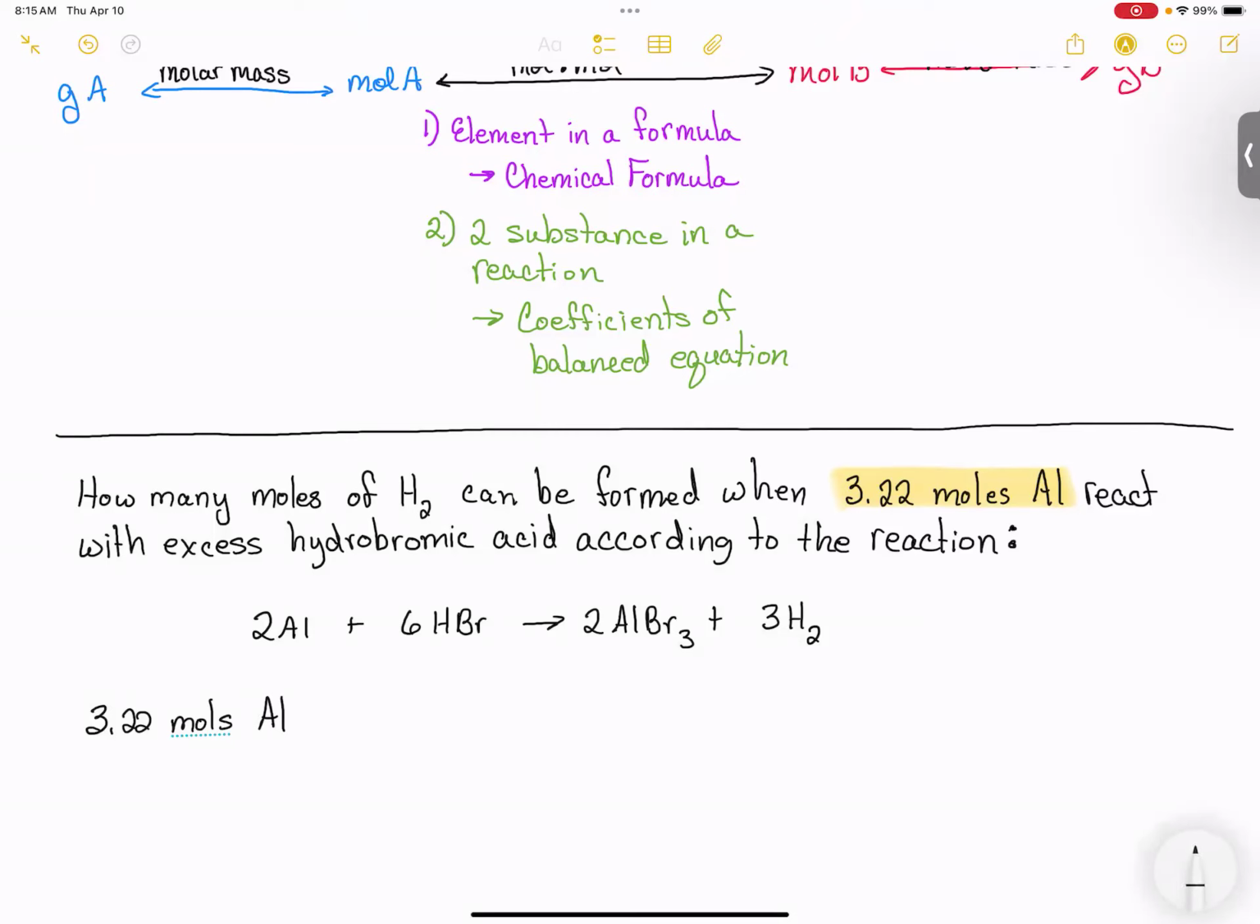And that is not just my notation, that is anybody I know and everybody I know, they'll use MOL for moles. I'm going to identify what I need to solve for. I have been asked for moles of hydrogen.